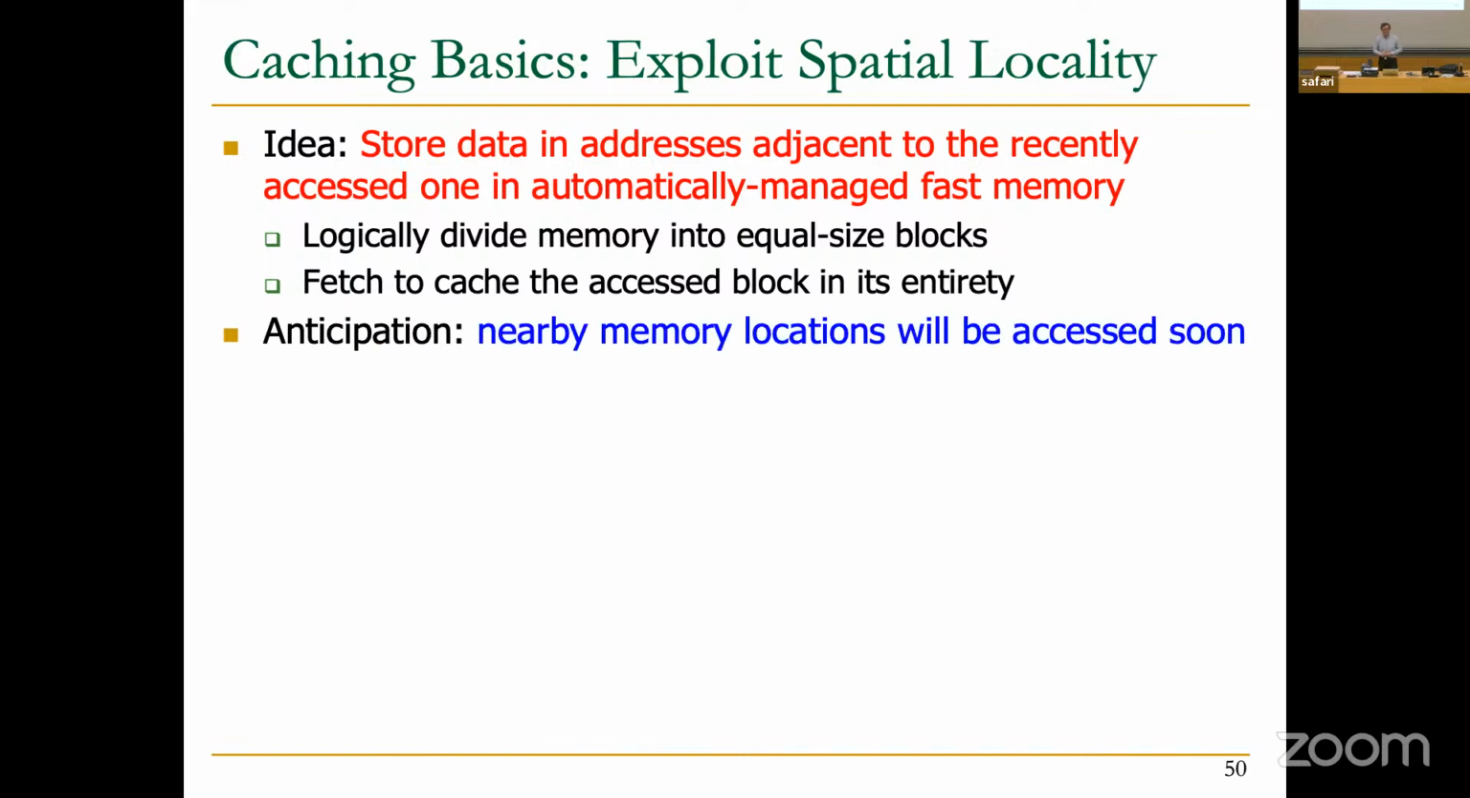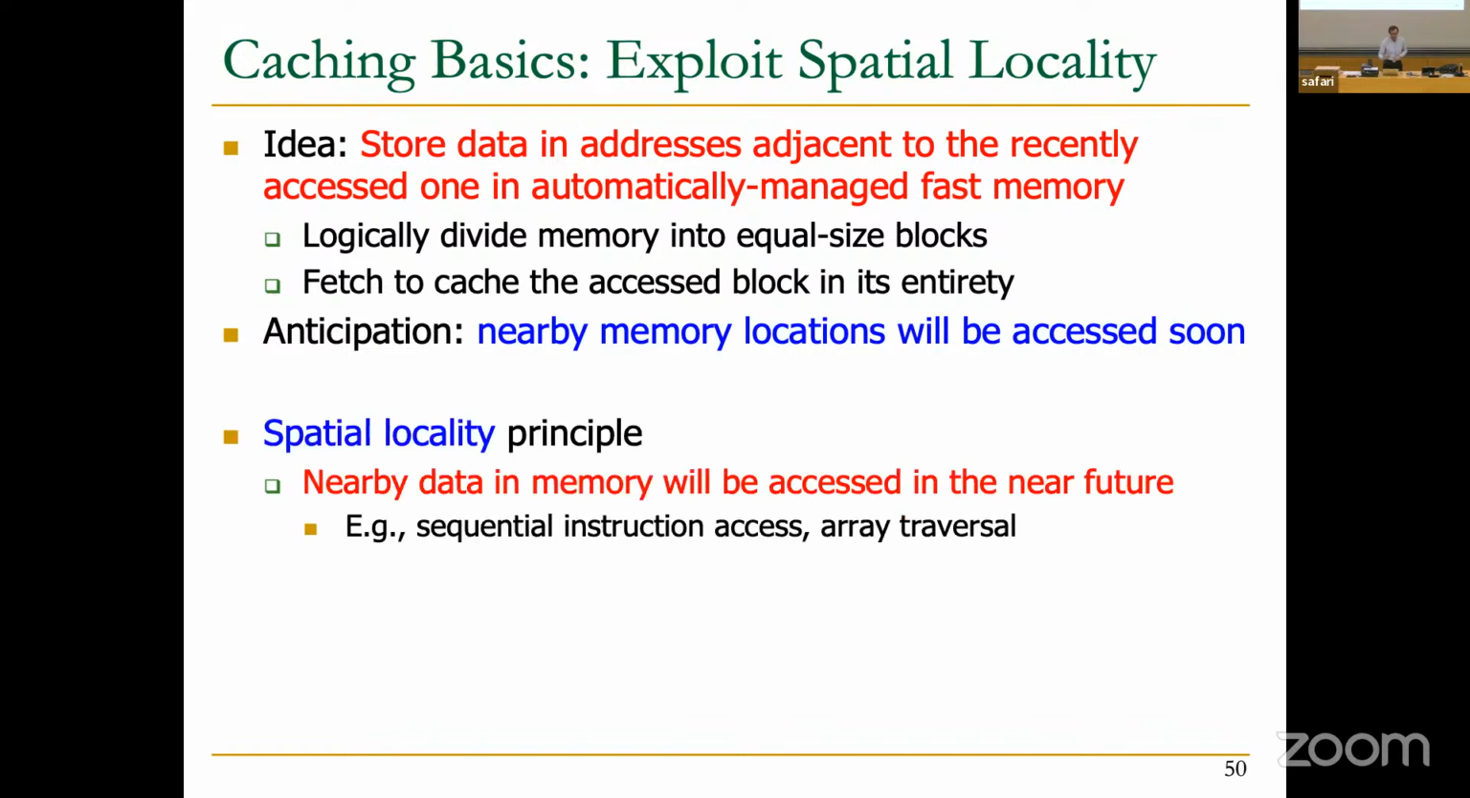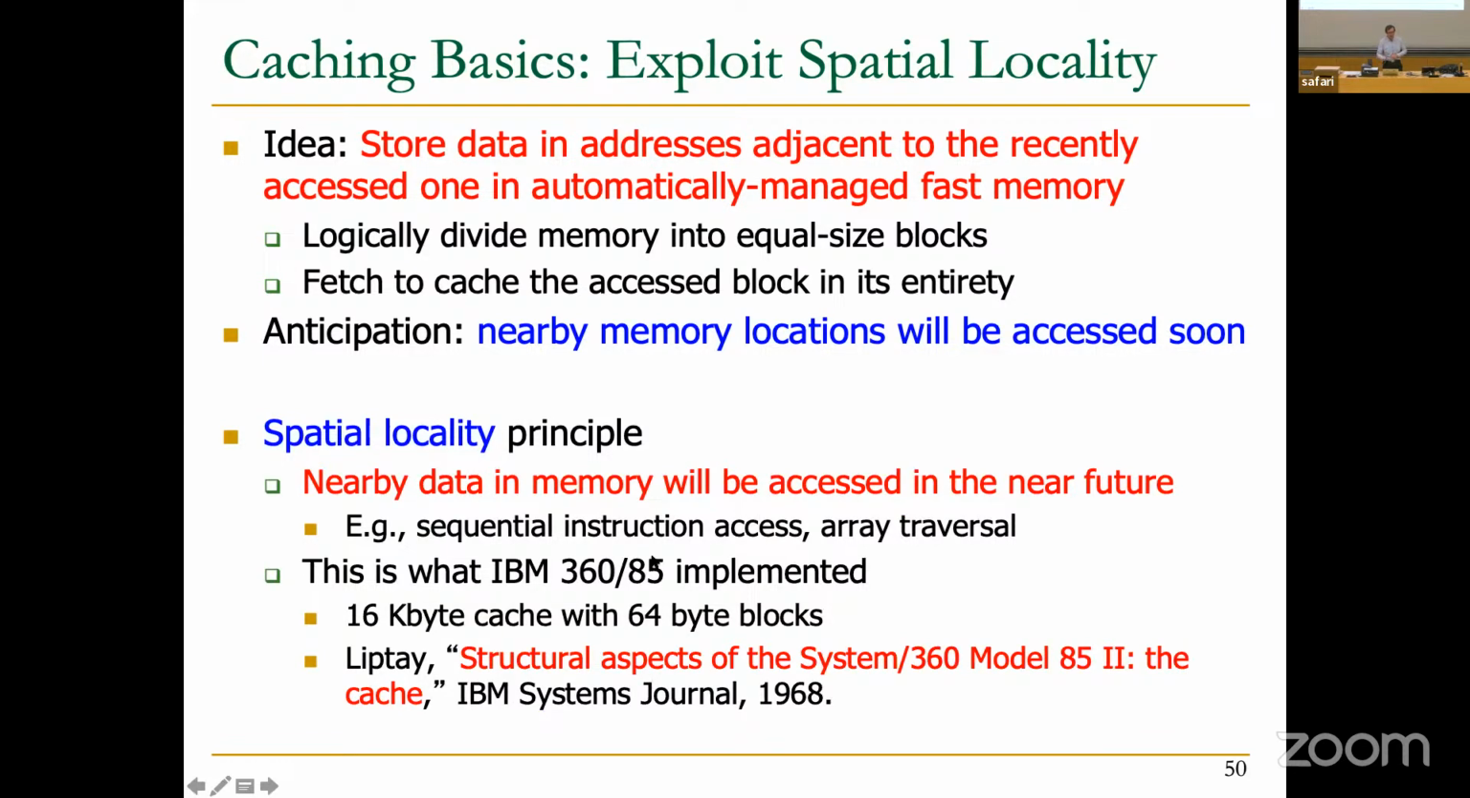So the anticipation, though, is that memory locations nearby the one you're accessing right now will be accessed soon. And that's based on the spatial locality principle, right? Nearby data in memory will be accessed in the near future. And we know the reasons. We've discussed this earlier. And this is also what was implemented earlier. This is an early system that implemented a cache, the IBM 360/85. This is not what the other papers actually discussed. IBM actually implemented this without, let's say, writing earlier papers saying that they were implementing it. They basically had a 16 kilobyte cache with 64 byte blocks, which is interesting, right? And if you're interested, you can read their paper.